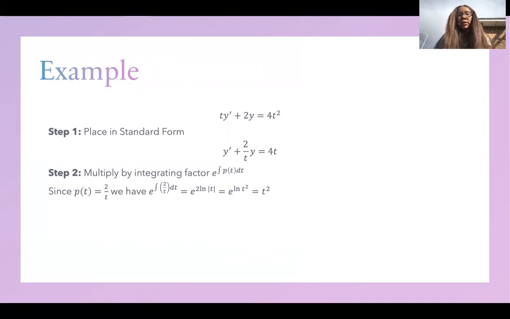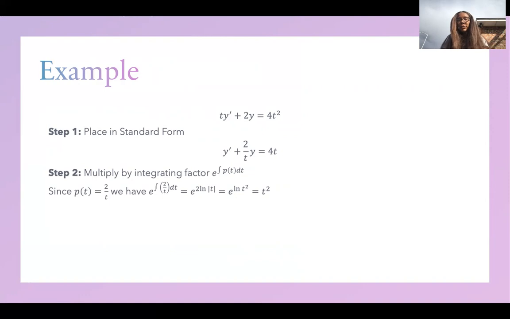Well, what's the integral of 2 over t? Well, that's just 2 times the natural log of t, right? And that gives us e to the natural log of t squared, using our properties of natural logs. So we can bring that power down or alternatively bring that power up. So we have 2 ln of t, and we're bringing that power up to make the ln of t squared. And then e and the natural log are inverse functions, right? And so that means that this gives us t squared.